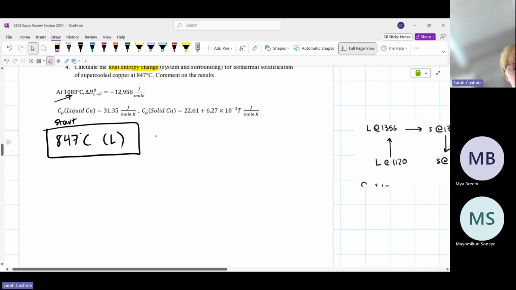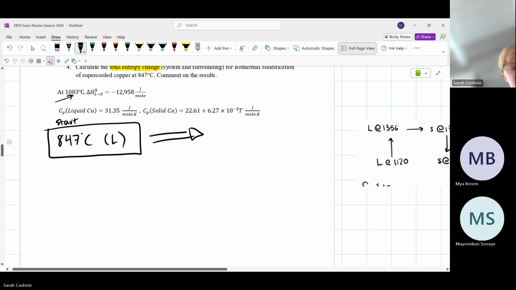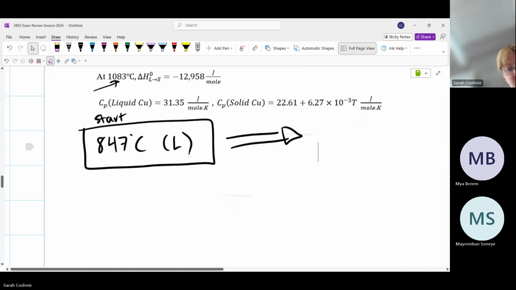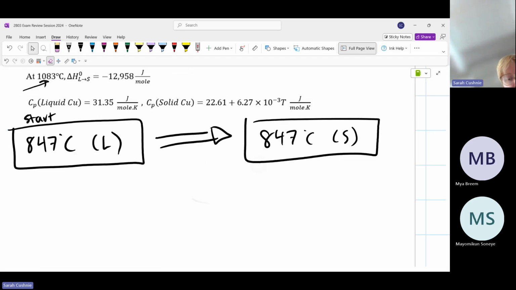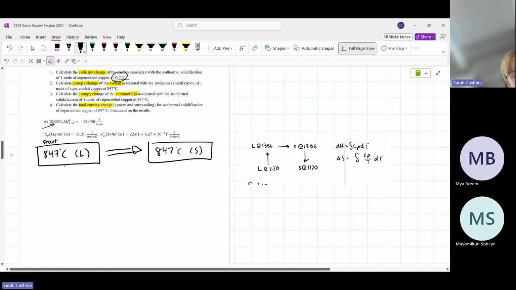And we want to get to, this is our goal, 847 degrees C as a solid. So this is what we want, but we don't know what this process is. So we have to take a bit of a roundabout way.